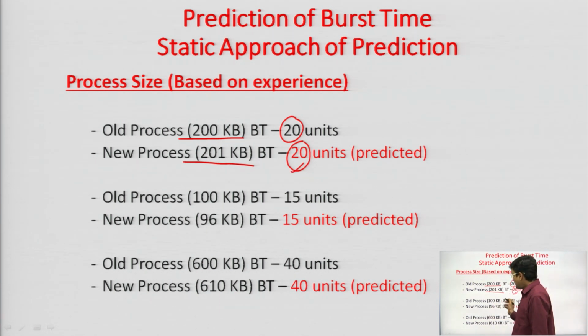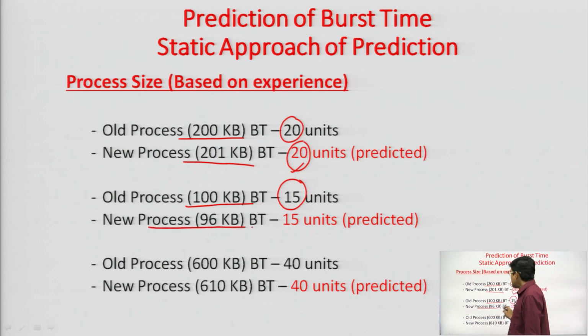Fine. Similarly, if the old process was of 100 kilobytes, the operating system has found that the old process that was of size 100 KB had a burst time of 15 units.